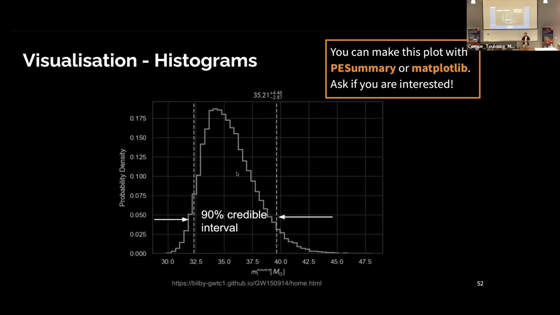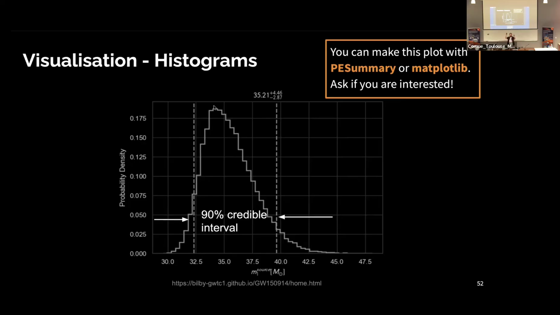So this is the primary source mass that we inferred for GW150914, the first gravitational wave detection. And what you can see here is that where your histogram peaks, so that will be up here, which has the highest probability density, is where it's most likely to be, from your median estimate.